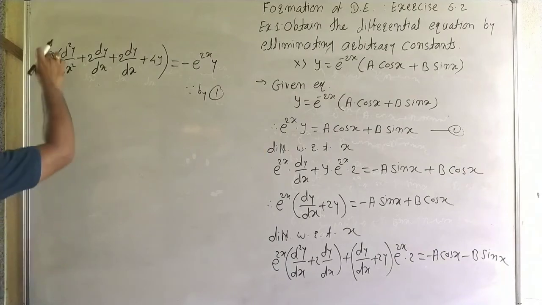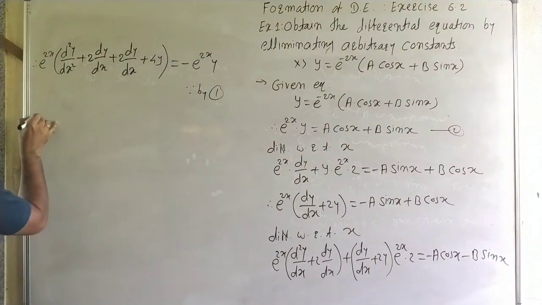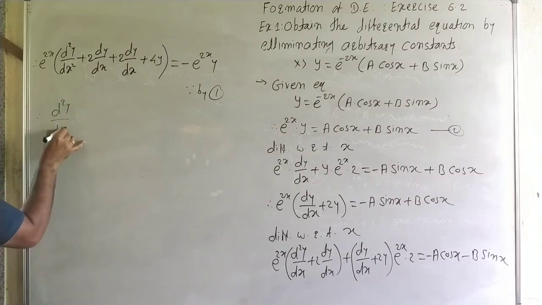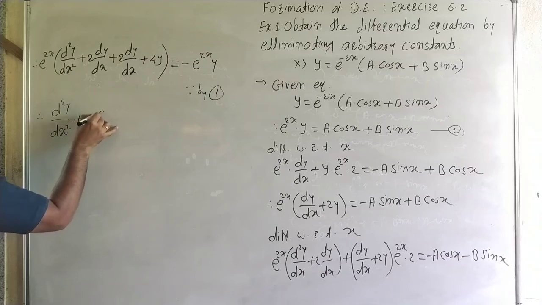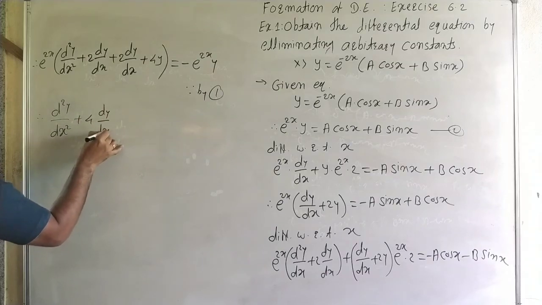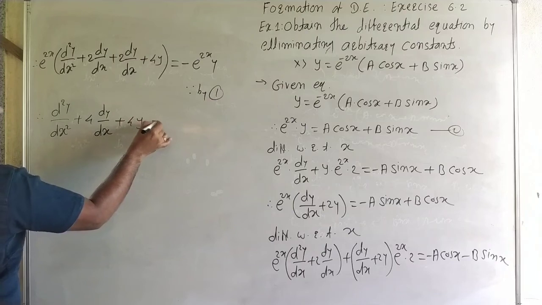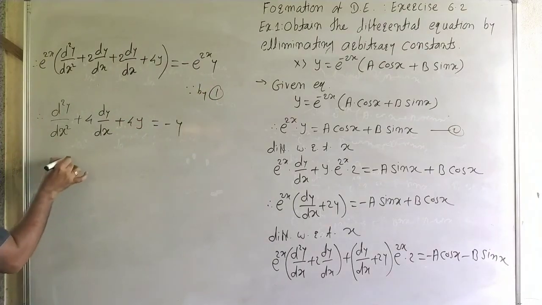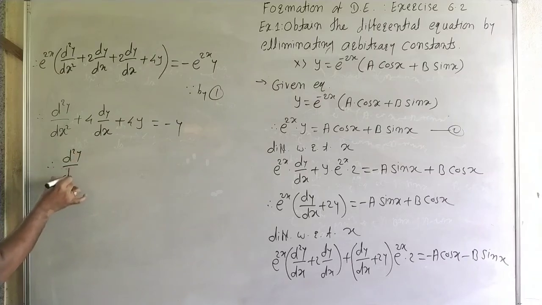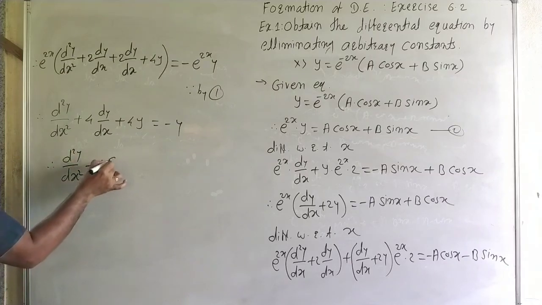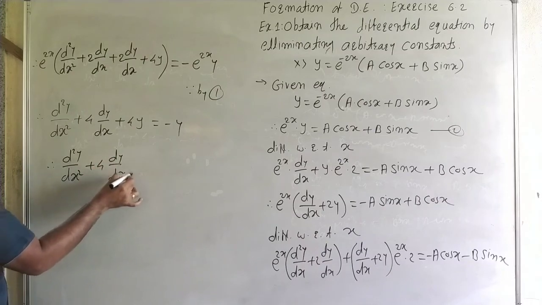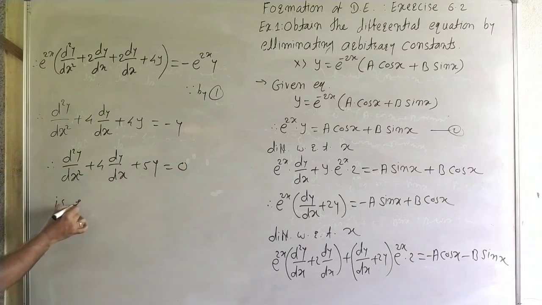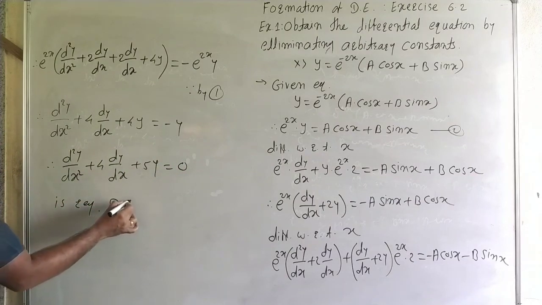And now this e raised to 2x and this e raised to 2x get cancelled, we get d2y by dx2 plus 4 dy by dx plus 4y is equal to minus y, this minus y. And now last step, d2y by dx2 plus 4 dy by dx and plus 5y is equal to 0 is the required differential equation.